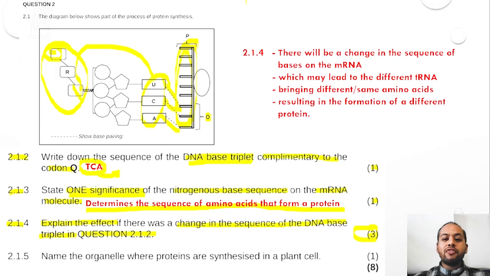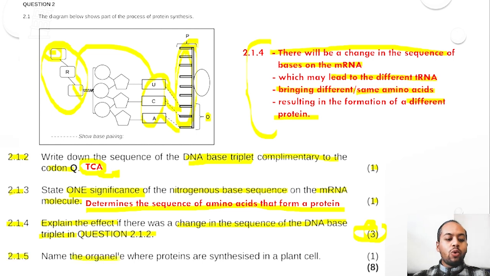Therefore, for 2.1.4, we will say there will be a change in the sequence of the bases on the mRNA, which may lead to a different tRNA, bringing different amino acids, resulting in the formation of a different protein. Alternatively, you could have said there will be a change in the sequence of bases on mRNA, which may lead to different tRNA, bringing the same amino acid, resulting in the formation of a different protein. Any 3 points for 2.1.4 would have given you 3 marks.